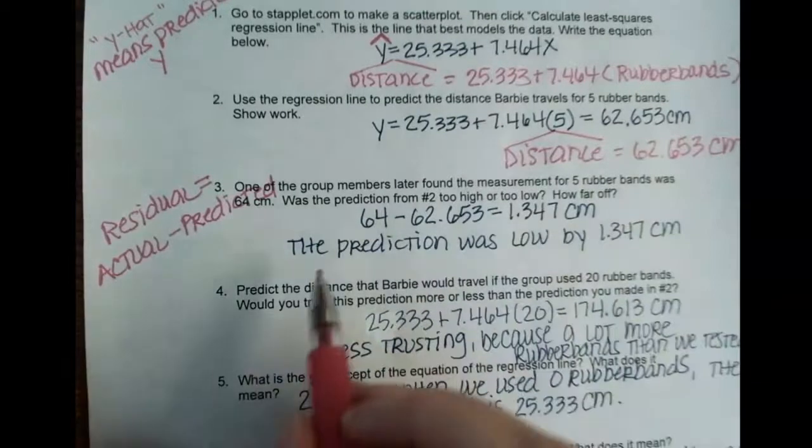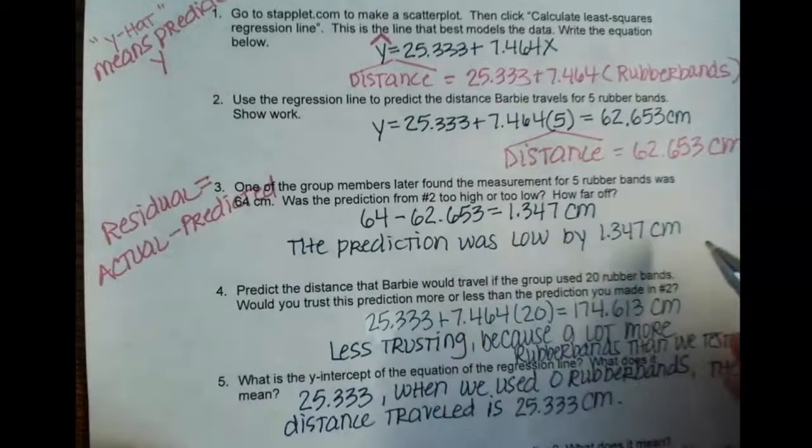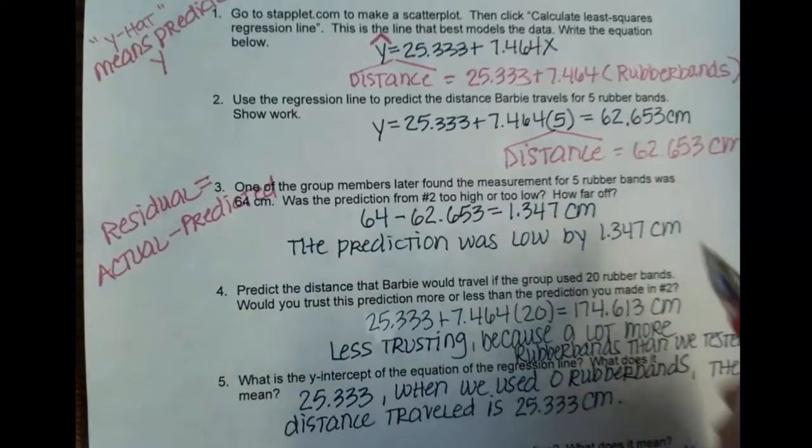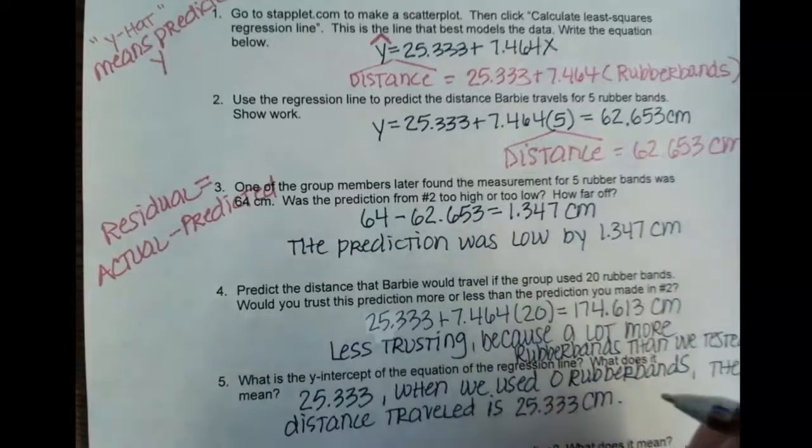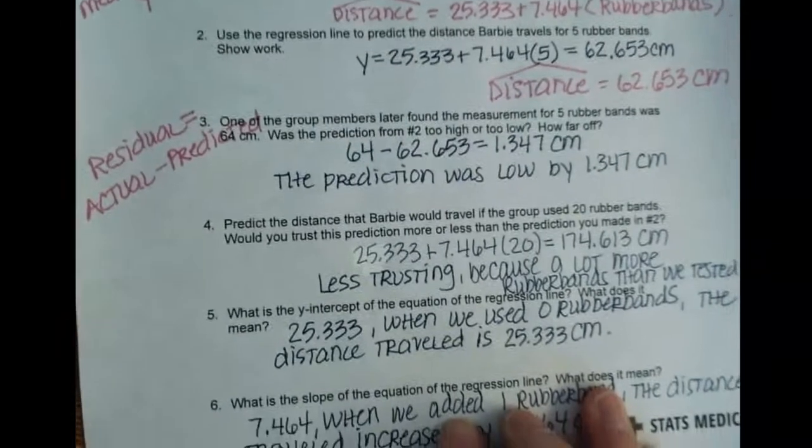Okay, and so the prediction was low by 1.34 centimeters. So it could have gone the other way. We could have over-predicted too. It just depends on the data being put into them; each line is a little different.